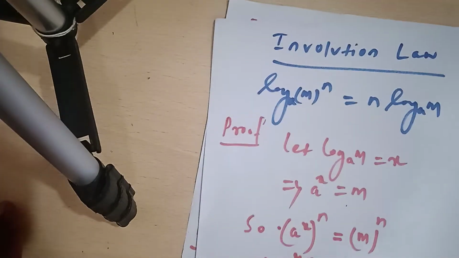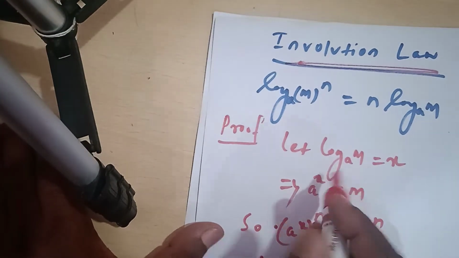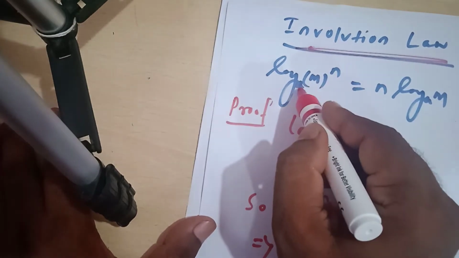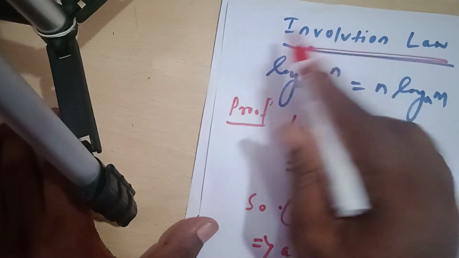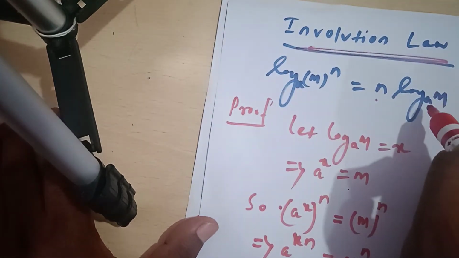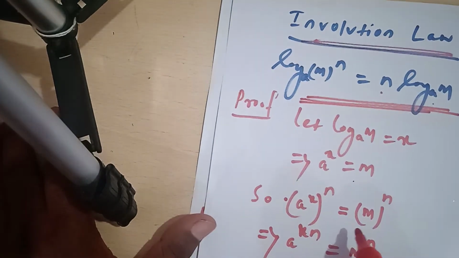The third law is the involution law. I have written this law, then I will prove it. Log m to the base a, within the bracket, to the power n, is equal to n log m to the base a. This is the involution law. I just want to prove it.